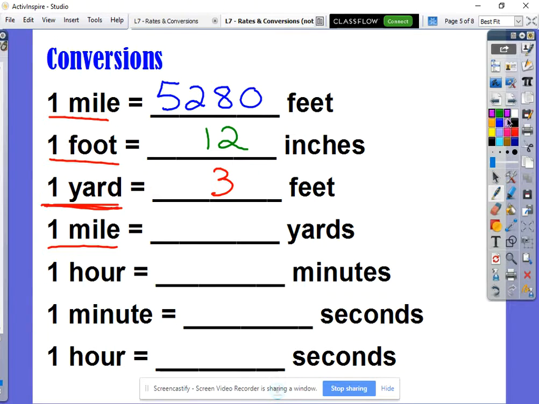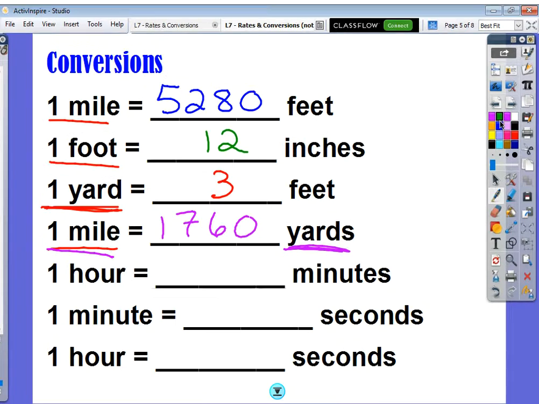And then if you do a little bit of math to figure out the number of yards in 1 mile, essentially you would just take the 5,280 divided by 3, and you're left with 1,760. So there's 1,760 yards in 1 mile. All right, so those are all distances.